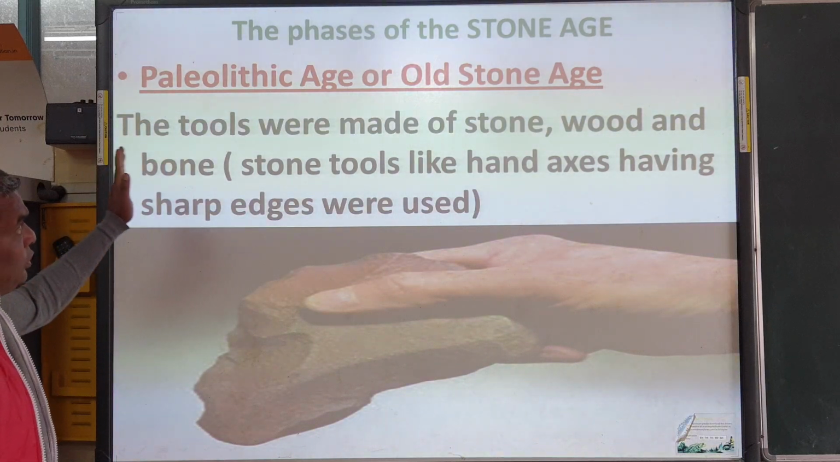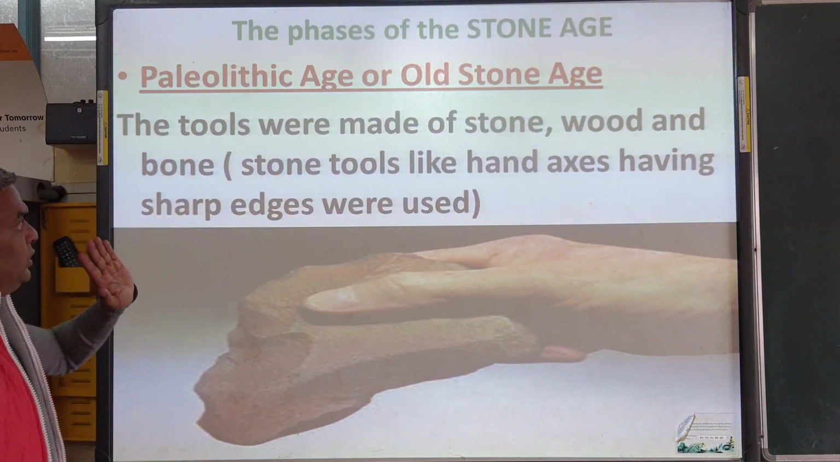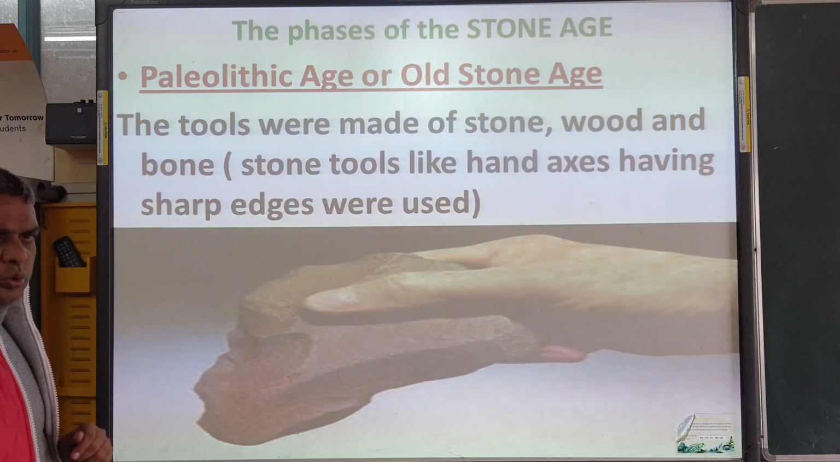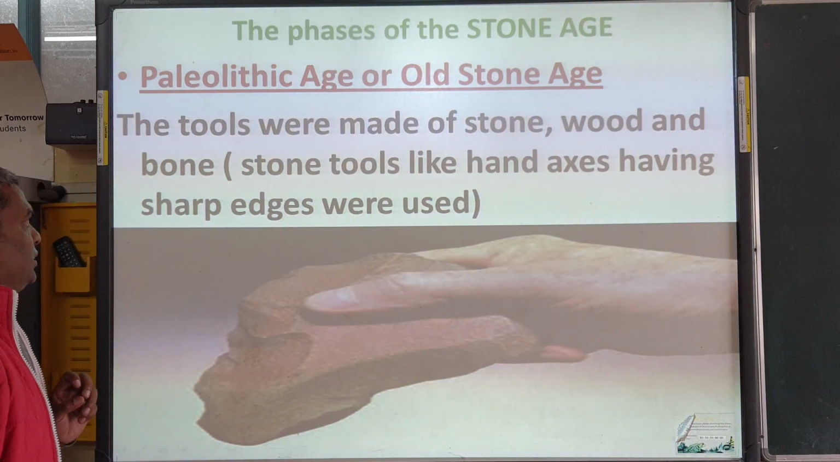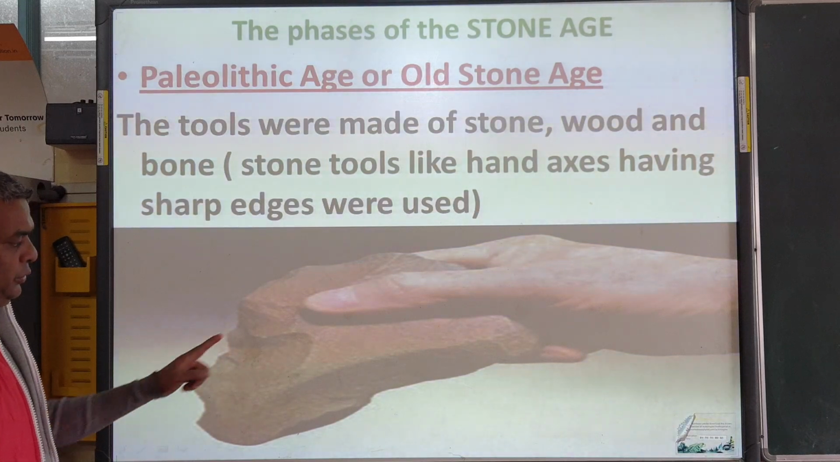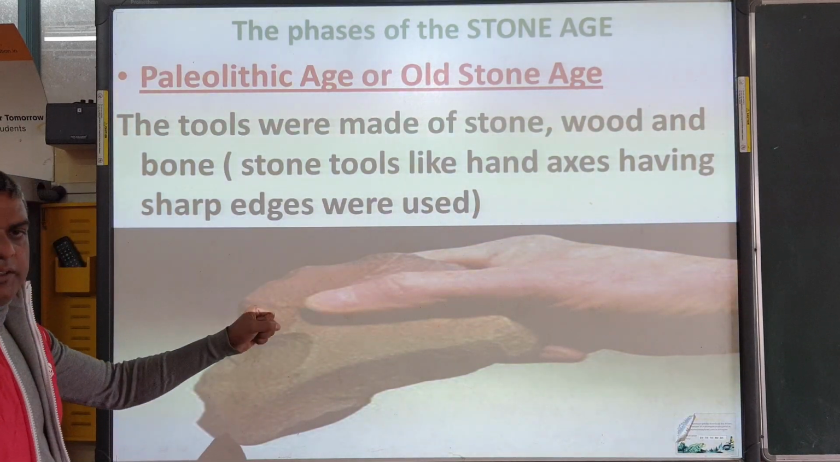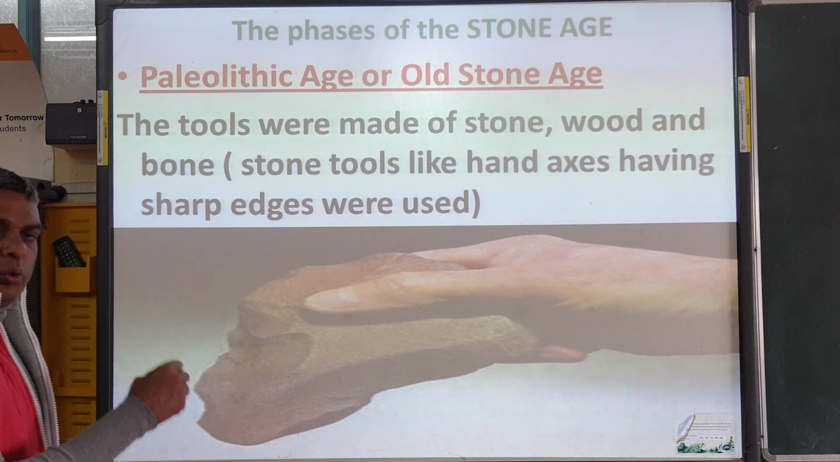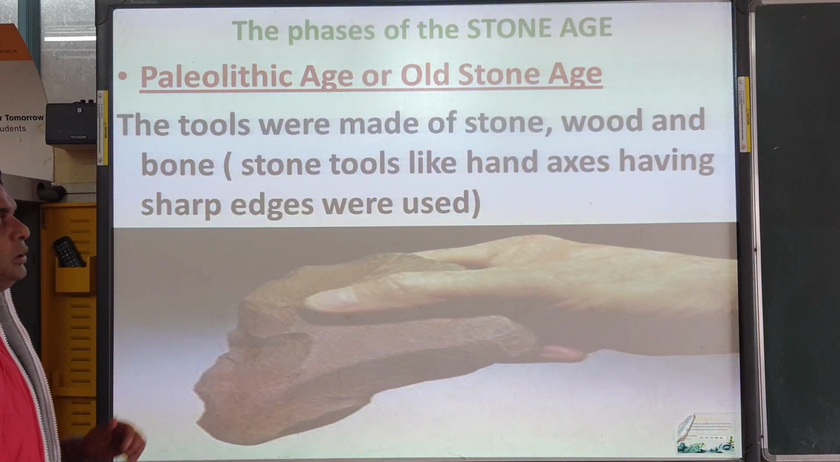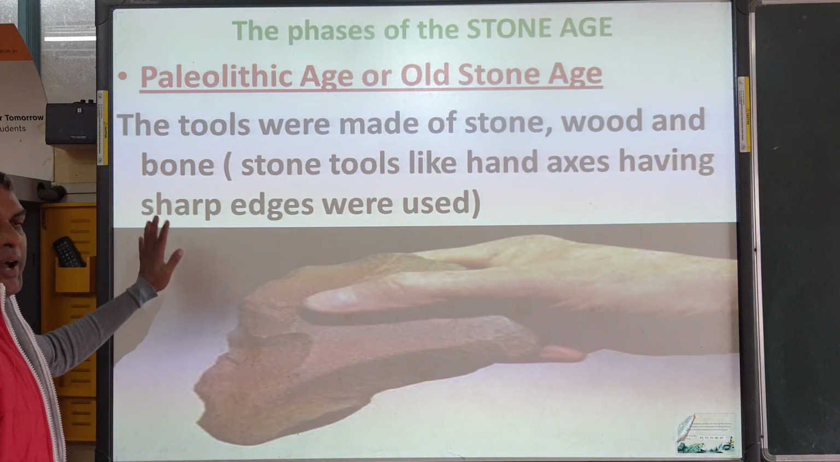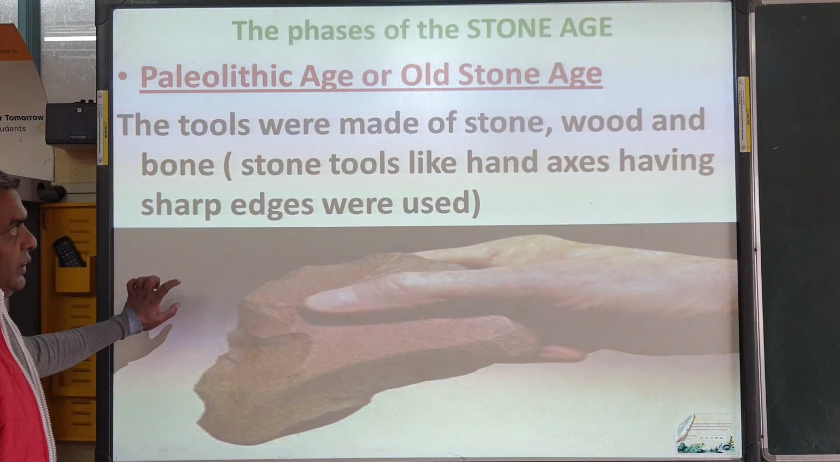First phase, the Paleolithic Age or Old Stone Age. The tools were made out of stone, wood, and bones. Stone tools like hand axes having sharp edges were used. So something like this, and they used the hand to hold the stone tools. So that age was called Old Stone Age or Paleolithic Age.